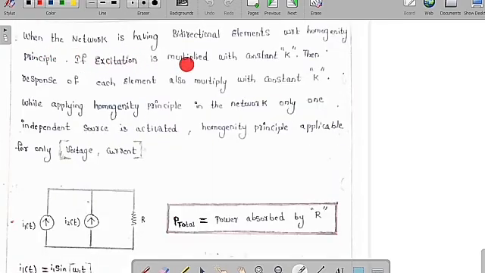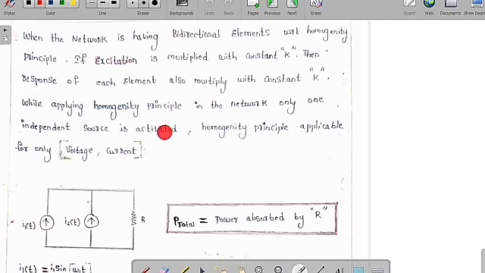When the network has bidirectional elements, with respect to the homogeneity principle, if the excitation is multiplied with a constant k, then the response of each element is also multiplied with constant k. While applying the homogeneity principle in the network, only one independent source is activated. The homogeneity principle is applicable only for voltage or current. See, I have already told you this point here. If a network has bilateral elements, the homogeneity principle indicates that if the excitation is increased by a factor k, then the response of each and every element is also going to increase by the same factor k.